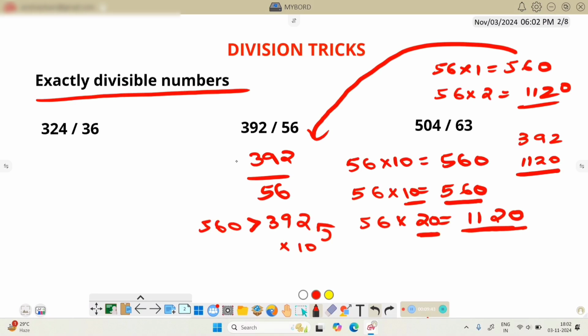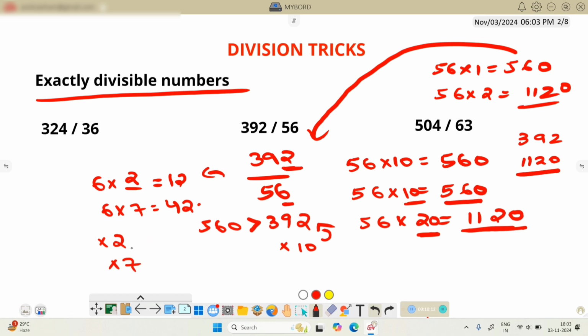Next step, we should target the unit digit. This 2 you should target. If you multiply 6 with which number will you get unit digit 2? You just check it. 6 2s are 12, and 6 7s are 42. So your answer will be either into 2 or into 7.